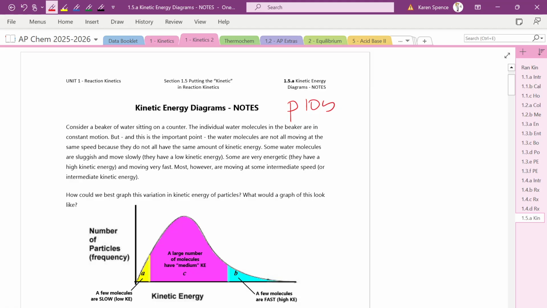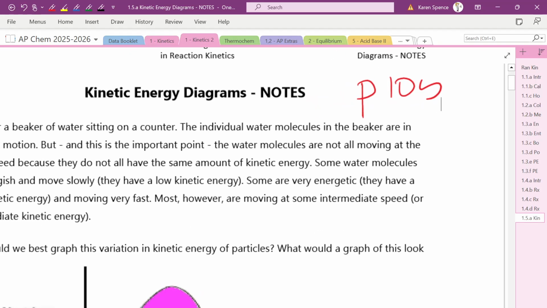Are all multiple peak diagrams catalyzed? No, you can have mechanisms that are not catalyzed. Like that one we did earlier, there was no catalyst in that one. Okay?